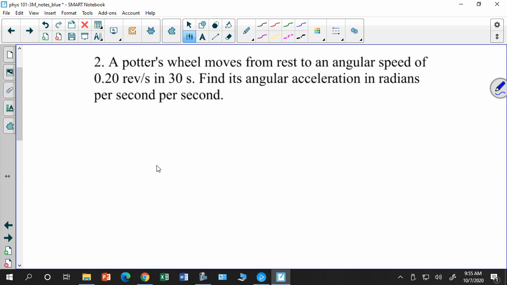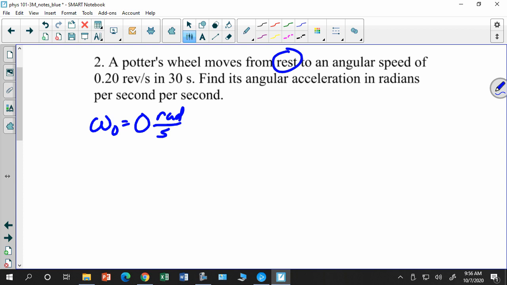Just like in chapter 2, these problems require you to read it and know what the different variables are as you read through the problem. So a lot of this is really just being able to read properly, knowing what the values mean. I have a potter's wheel that moves from rest. Rest means that it's initially not moving. So that tells me which of the variables. The initial angular velocity, which I'm calling omega, the Greek letter omega. So omega naught is equal to 0. This is going to be in radians per second.